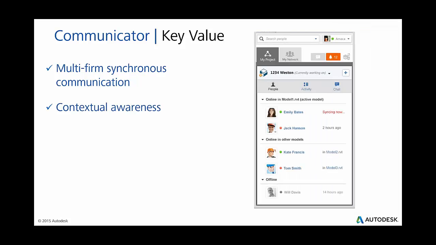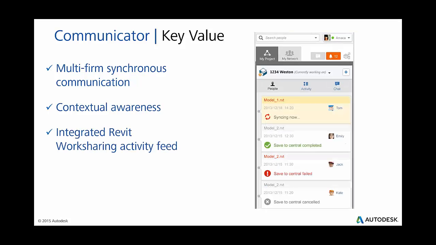The second thing is, we talked about that contextual awareness. What's that mean? It means you don't have to manage a contact list. You open up the model, I'll show it in the demo, it's going to tell you who else is in that model, and it's also going to make it easy for you to communicate with those people. And the final value is that we've taken what you guys might know as Workshare Monitor or Blue Streak Activity Feed, and we've integrated that directly inside of the Communicator tool. So not only can you see who's in your model, you can also see the Sync with Central history of people. You get a nice little indicator if somebody doesn't sync with Central. So we'll go through all that inside the demo. But that's the Communicator tool.